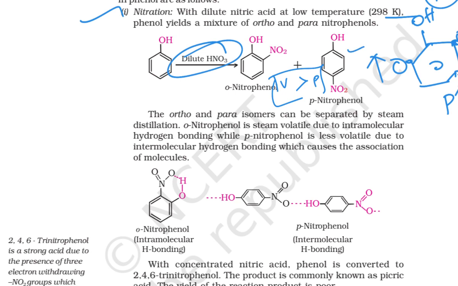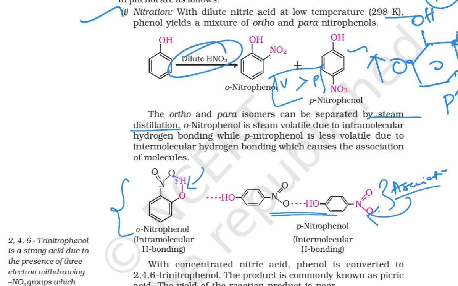Phenol. This mixture can be separated by steam distillation. Why is the ortho isomer more volatile? Because in the case of ortho-nitrophenol, there is formation of hydrogen bonding within the molecule. But in the case of para-nitrophenol, the hydrogen bonding forms between molecules. So association of molecules is possible in the para isomer, but association of molecules is not possible in the ortho isomer. That is the reason why it evaporates easily. So this is more volatile compared to the para isomer.